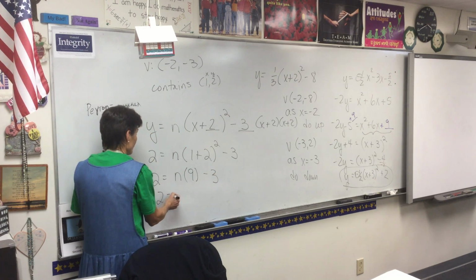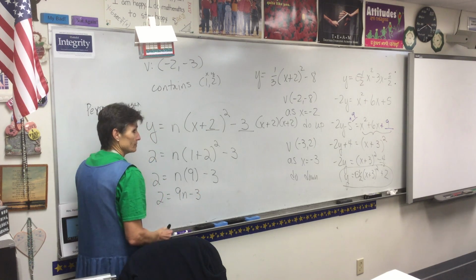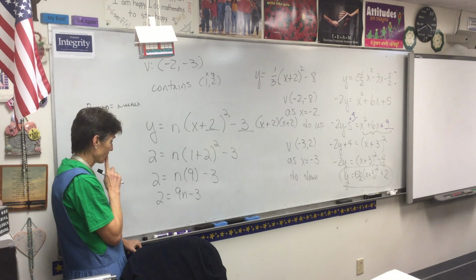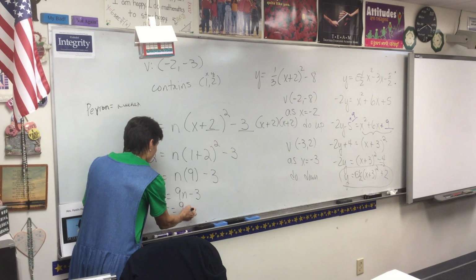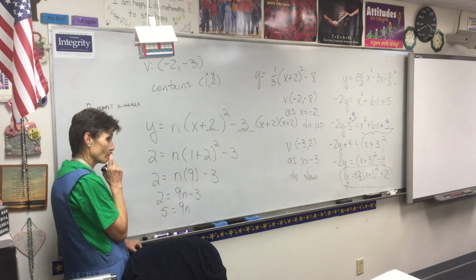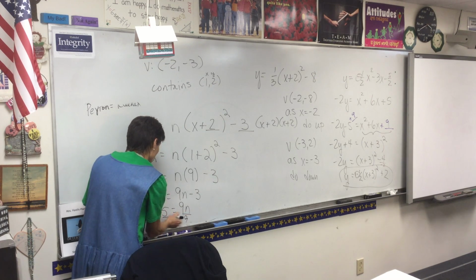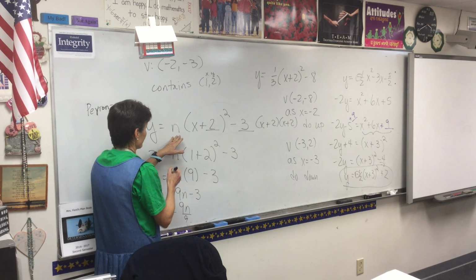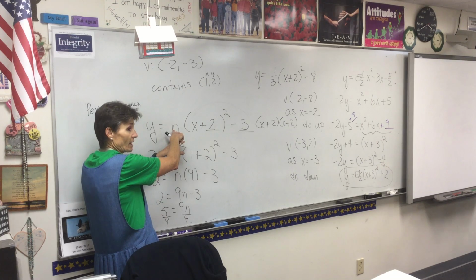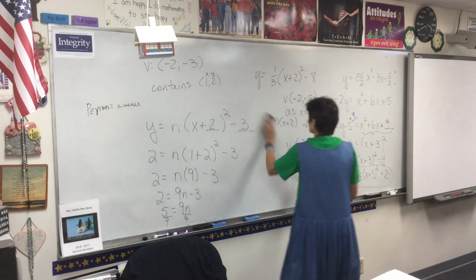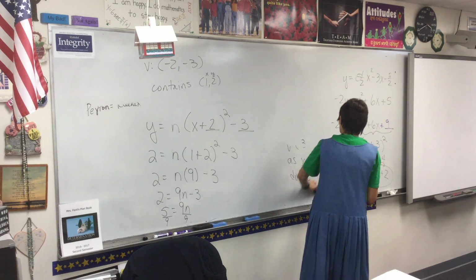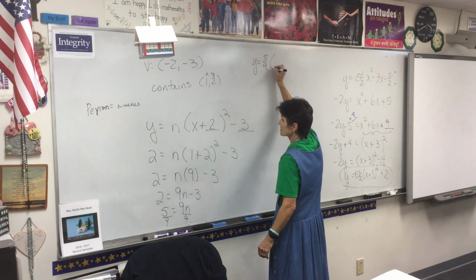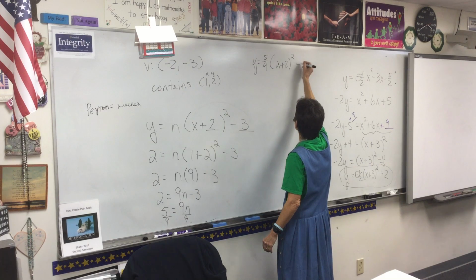So you have 2 equal to 9n minus 3. And you need to solve that. So what would we do to solve that? Add 3. So 5 equals 9n, and n equals 5/9. So go back to your original equation, and n is 5/9. So our answer is y equals 5/9 x plus 2 squared minus 3.